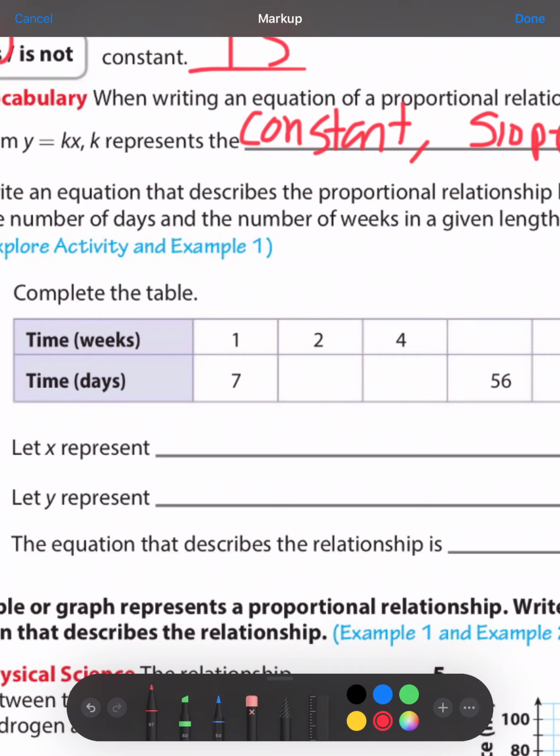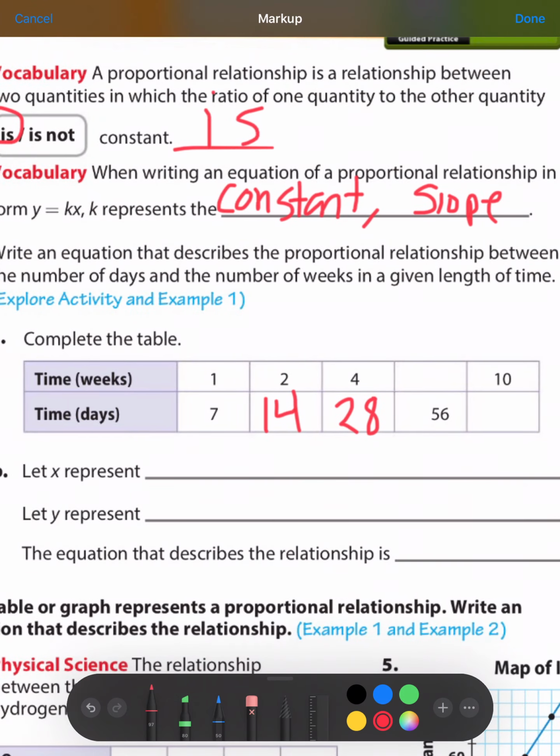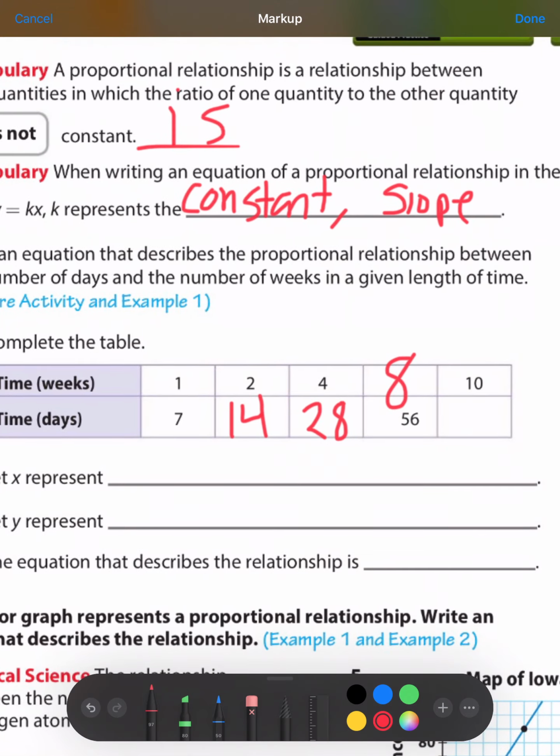Okay, so for every 2 weeks, that means we would have 14 days, because 2 times 7 is 14. Alright, during 4 weeks, that's 4 times 7, or 28. Right now we're asking about 56. So 7 times what gives us 56? Or 56 divided by 7. And that is 8. So there'll be 8 weeks there. Alright, and 10 weeks would be 70 days.